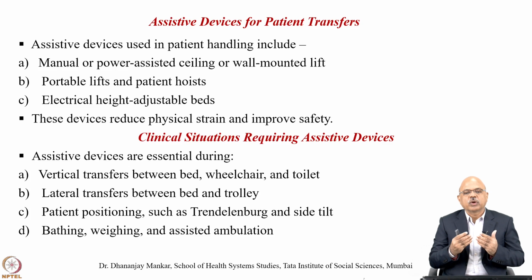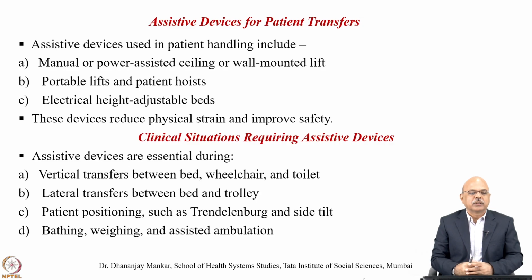Clinical situations which require assistive devices. Assistive devices are usually essential during vertical transfer between bed, wheelchair and toilet, which are necessities for the day to day needs of a patient in bed. Lateral transfers between bed and trolley. Patient positioning such as Trendelenburg and side tilt during bathing, weighing and assisted ambulation. So assistive devices play a very important role and help deal with major critical situations, and this is a need that a hospital should have.